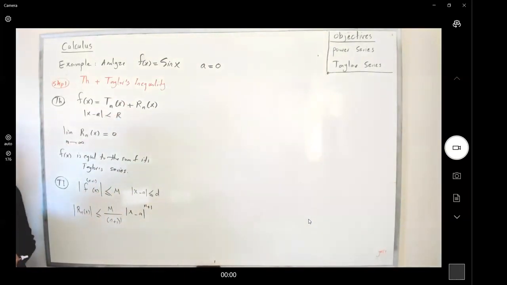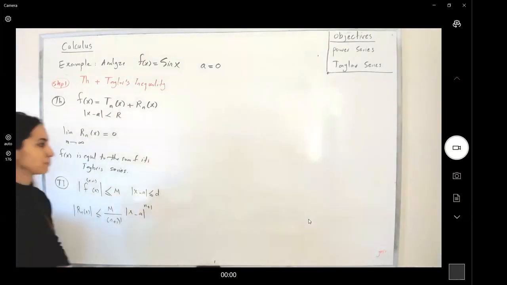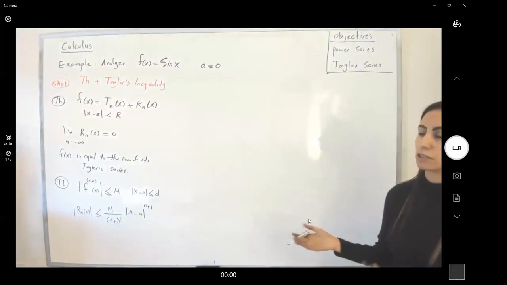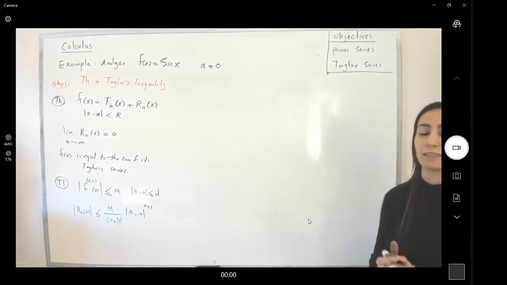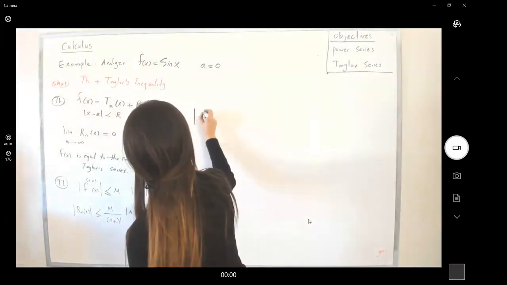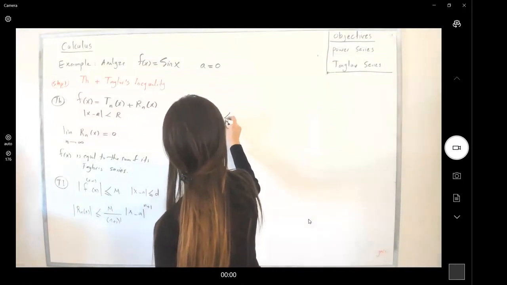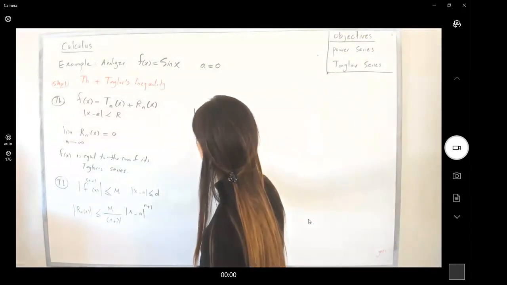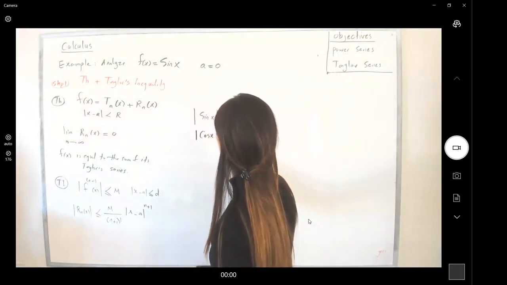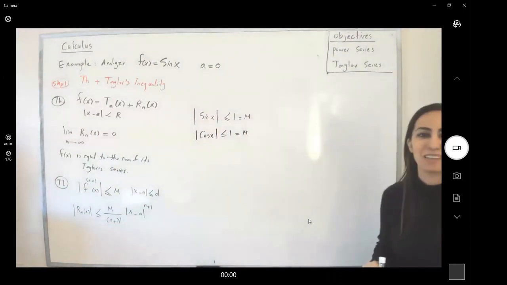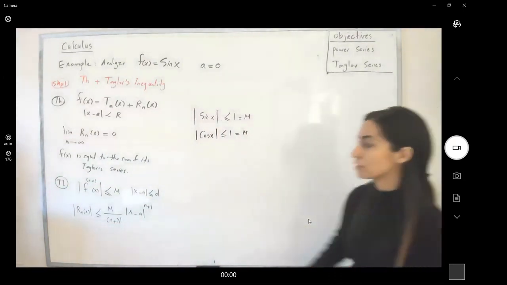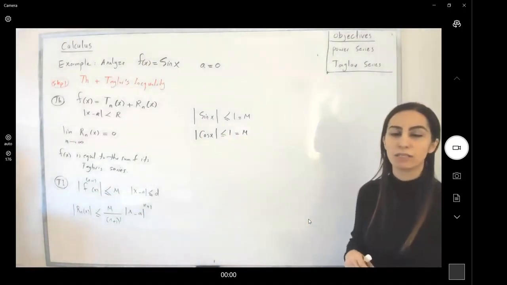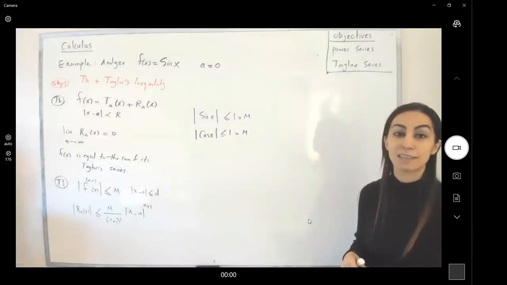What do we have? We have function f, the sine function. The n plus 1 derivative of your sine function is either sine or cosine, but we're lucky in this case. The absolute value of sine x is less than or equal to 1, which is our M. The absolute value of cosine of x is less than or equal to 1, which is equal to M. So no matter the derivative of your function, the higher derivative of your function, it's going to be bounded by a value like M, which in this case is 1.